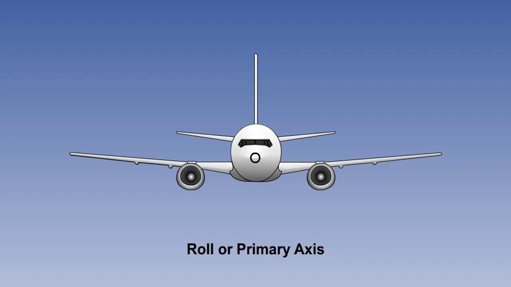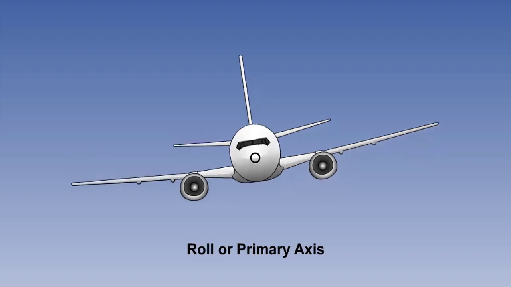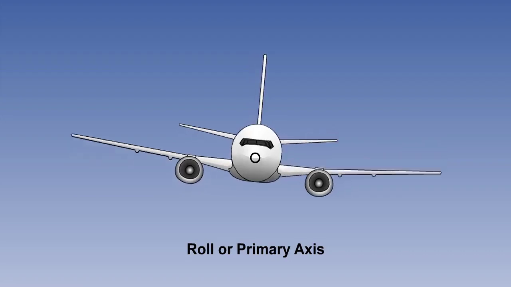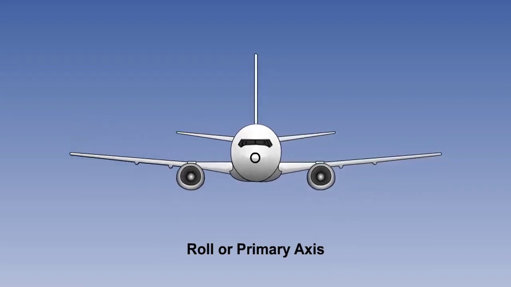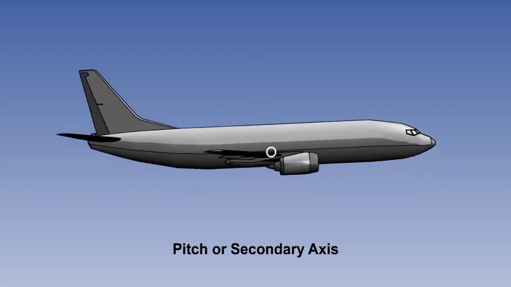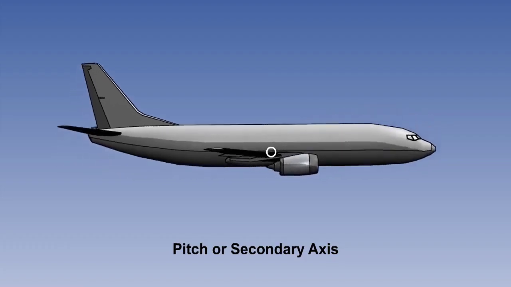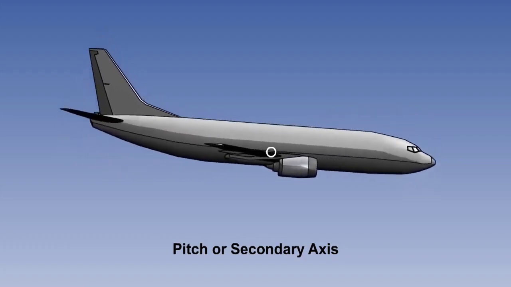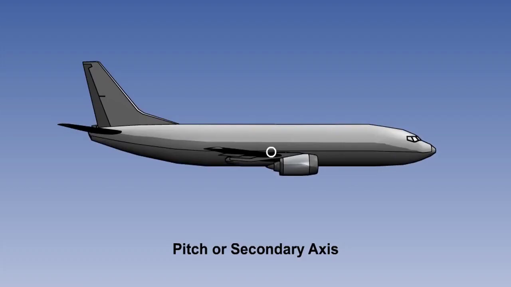A single-channel autopilot system will control the aeroplane in the roll axis only, using the ailerons. This is known as the primary axis, and at its most basic, provides lateral stability. A two-channel autopilot controls the aeroplane about the roll and pitch axes, using ailerons and elevators. The pitch axis is known as the secondary axis.